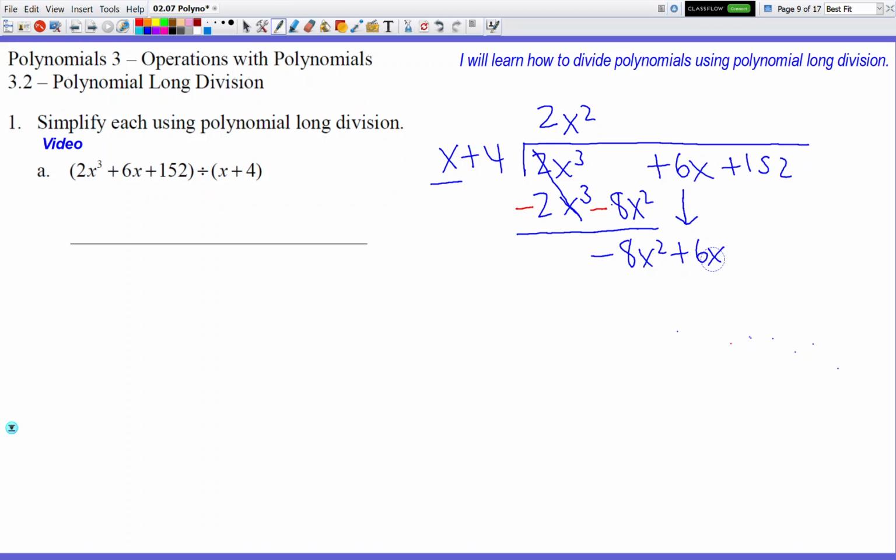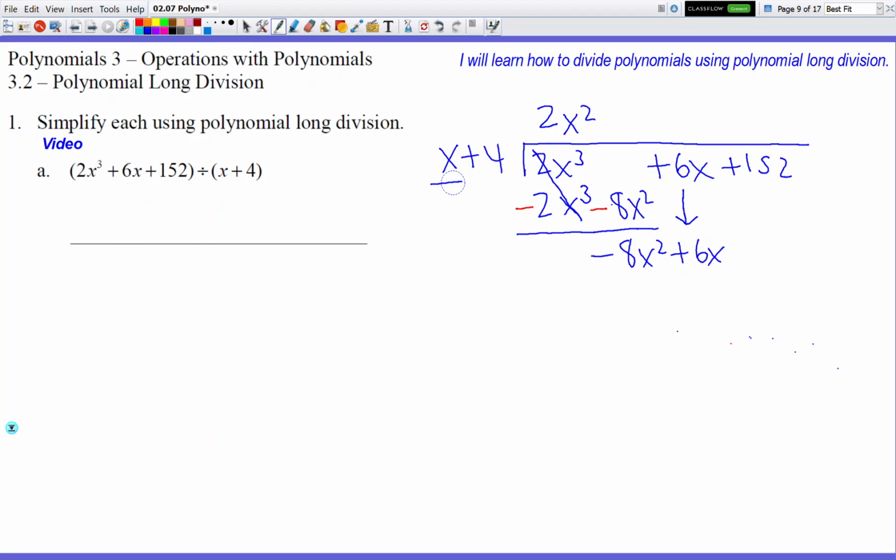In round one, our target was to turn x into 2x cubed. In round two, I want to turn x into negative 8x squared. So I now have a new target. I don't want to become 2x cubed anymore. I want to become negative 8x squared. So I want to focus all my energy into turning x into negative 8x squared.